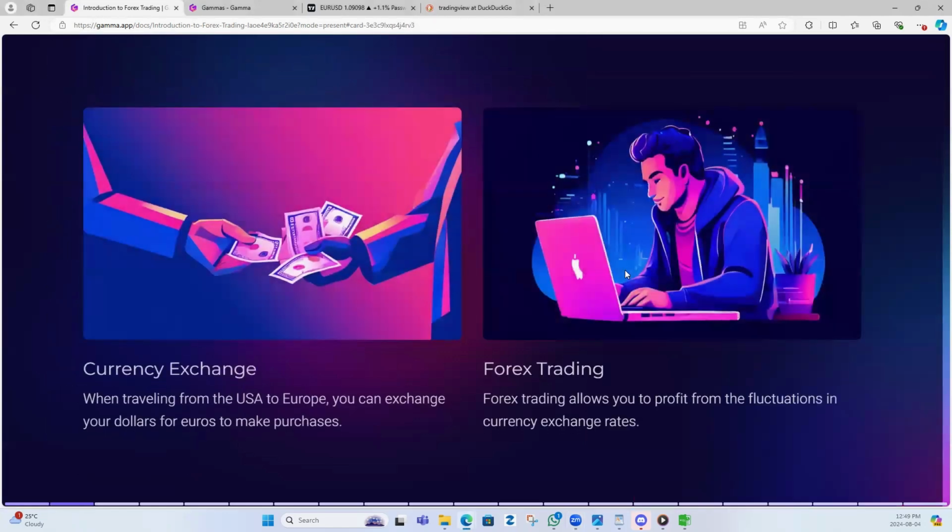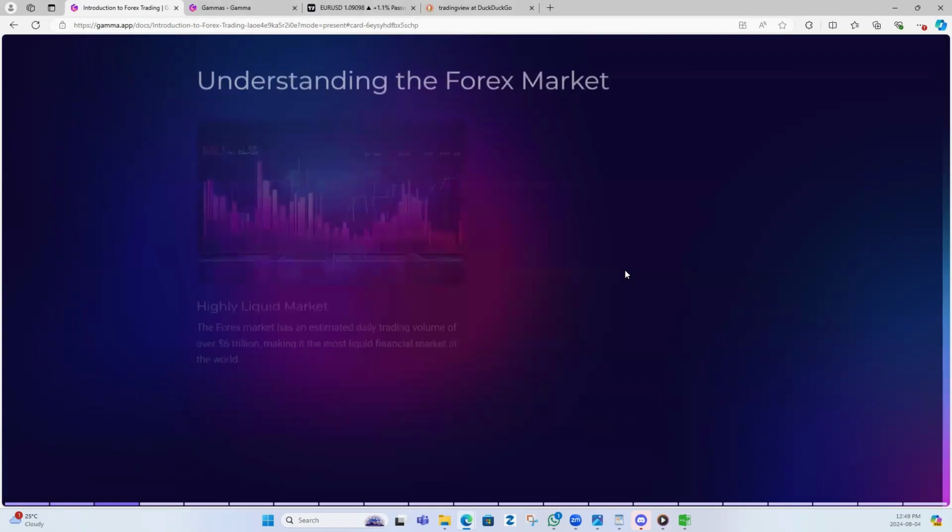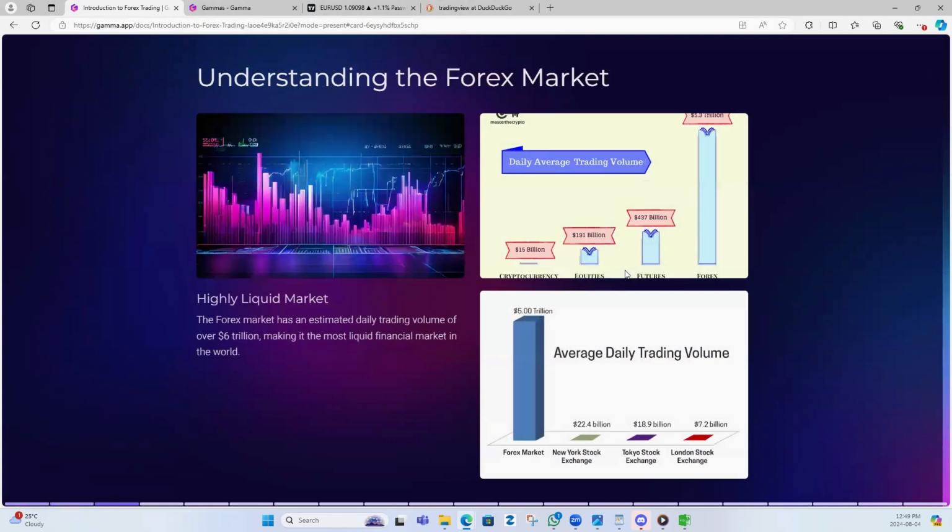Okay, so currency exchange, like I gave you an example that you are traveling from the USA to Europe, you can exchange your dollars for euros to make purchases, right? And like I said, forex trading allows you to make profit from the fluctuation of currency exchange rates. It is basically a highly liquid market. It is the biggest market in the world, as you can see. It's like a $5 trillion market. That is the daily average volume.